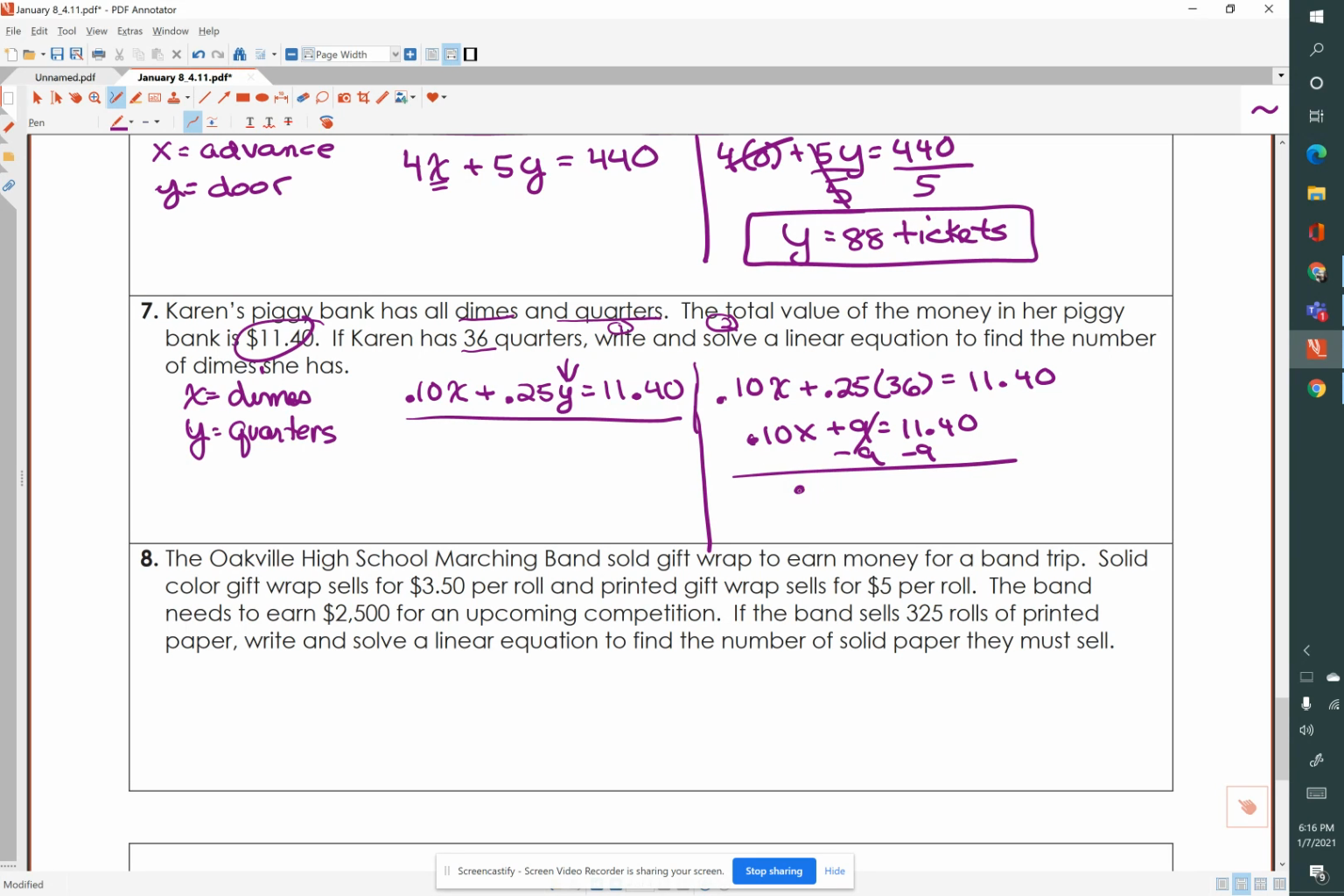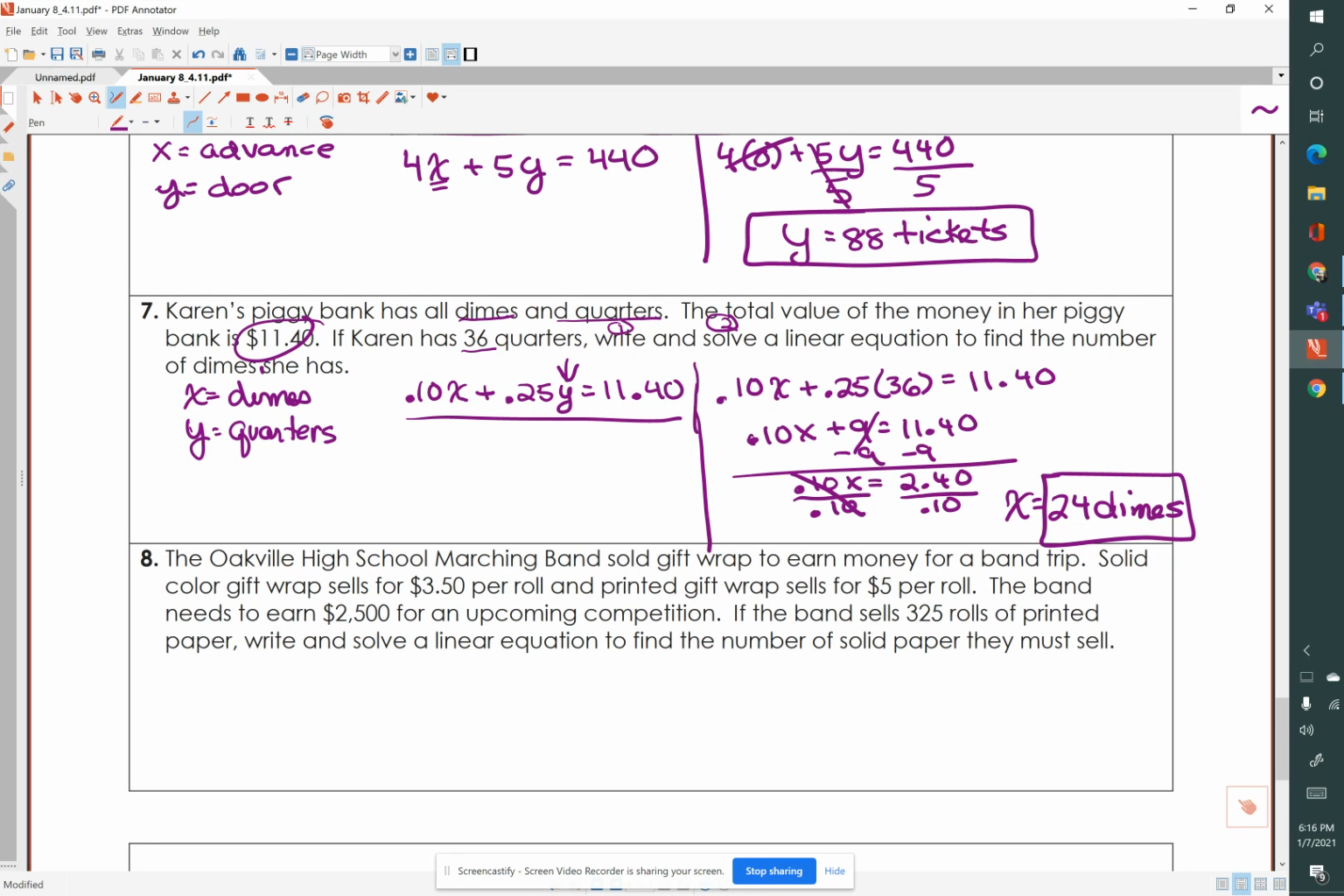That will give us 0.10x, be very careful with these decimal points, equals $2.40. And we'll divide both sides by 0.10, which would make x equal 24. That's 24 dimes Karen has in her piggy bank.